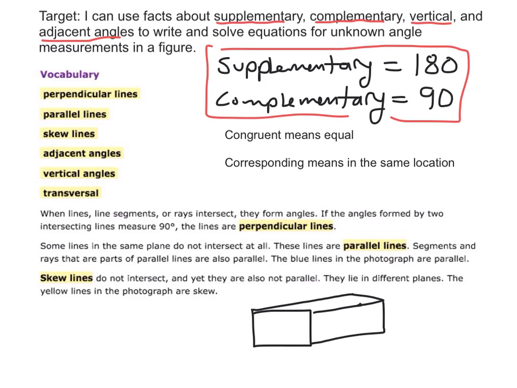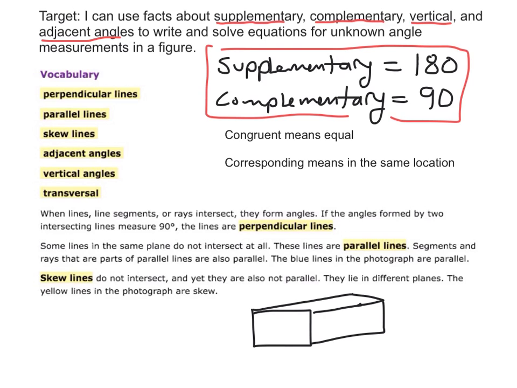When a pair of angles are supplementary, when you add them up, you get 180 degrees. So two angles are supplementary if they add up to 180 degrees. And when two angles combine and form a 90-degree angle, or they add up to 90 degrees, they're called complementary angles.